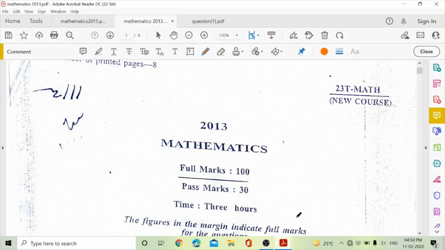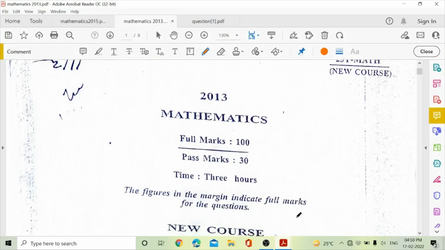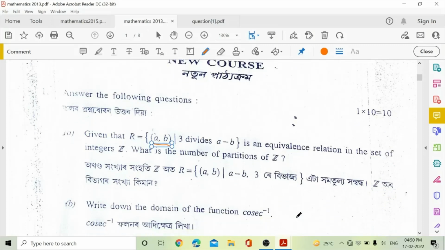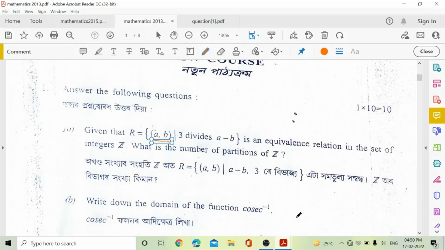Here in this paper, the first question is this one. R is a relation on Z, the set of integers. The relation is defined on the set of integers. What is a relation? A relation is a collection of ordered pairs, but only those ordered pairs will be in this relation which satisfy the condition: their difference should be divisible by 3.